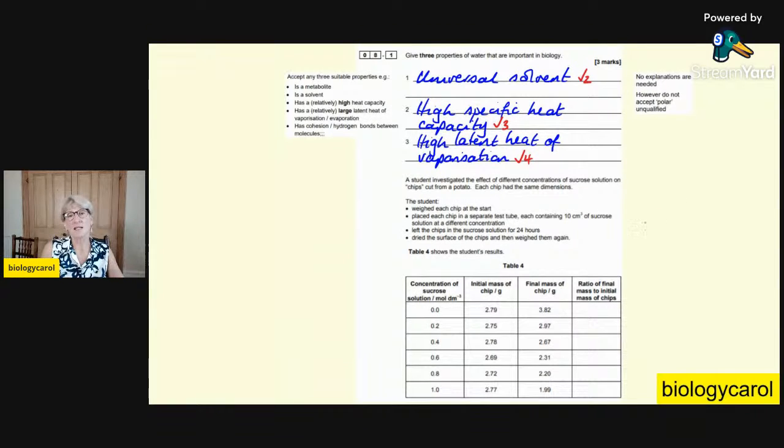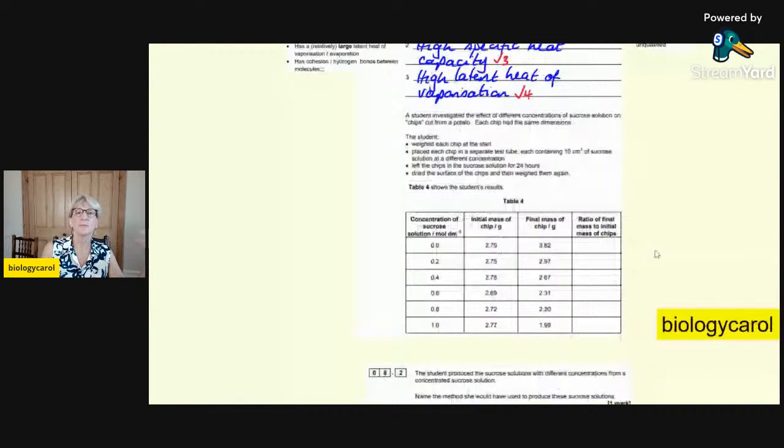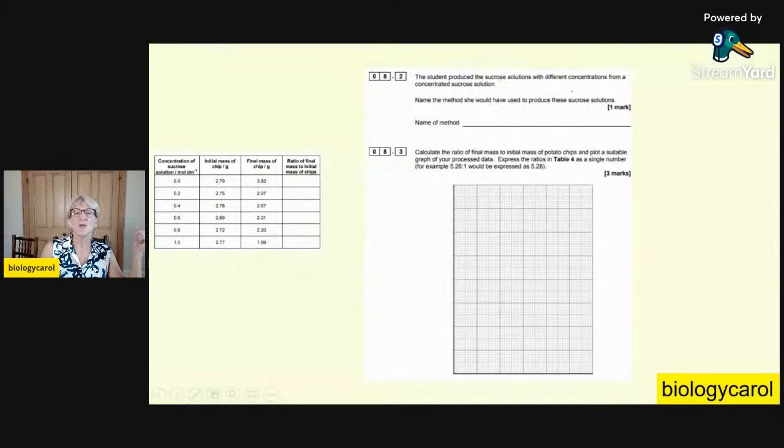Classic osmosis experiments. Potato chips put in different concentrations of sucrose for, I think, 24 hours, weighed before, weighed after. Hey ho, there's a mass change. So, student produced sucrose solutions with different concentrations. Name from a concentrated sucrose solution. What's the method? Well, it is dilution series. That was the answer. Serial dilutions were also accepted.